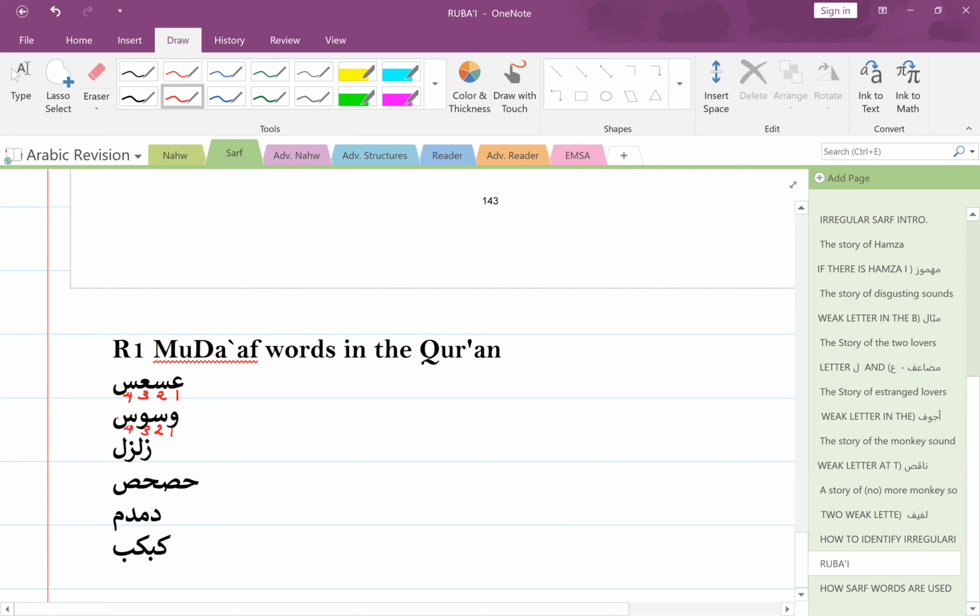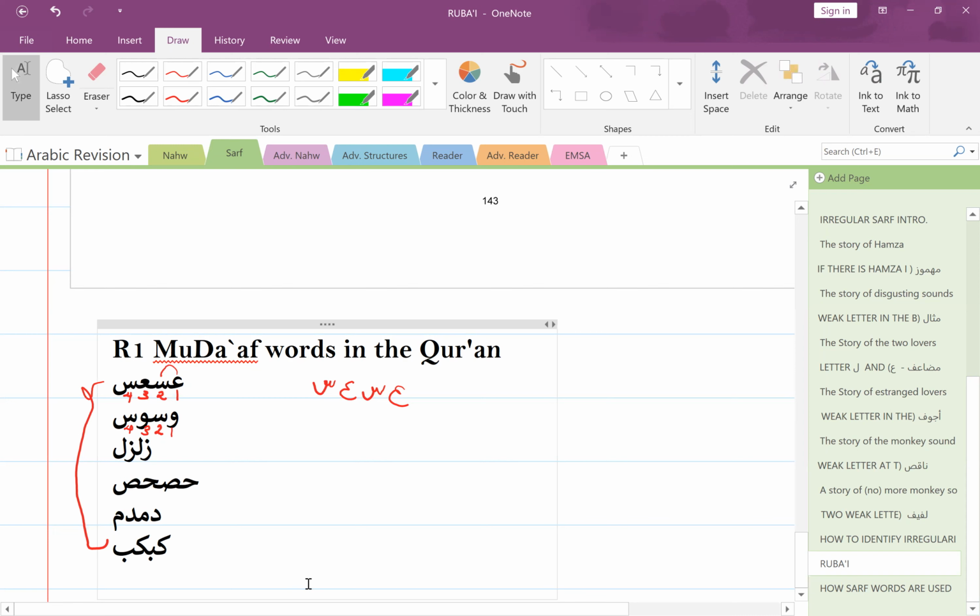Now why these ones are called muda'af is because when you look at them, they're repeating. There's a doubling. It's the same jidr repeating. So you have ayn, sin, then ayn, sin. Waw, sin, waw, sin. Zal, zaylam, zaylam. Ha, sin, ha, sin. Hasad, hasad. Has, hasa. Damdama, kab, kaba. All these occur in the Quran and they follow the same rulings. They're all Rubaa'ii muda'af.